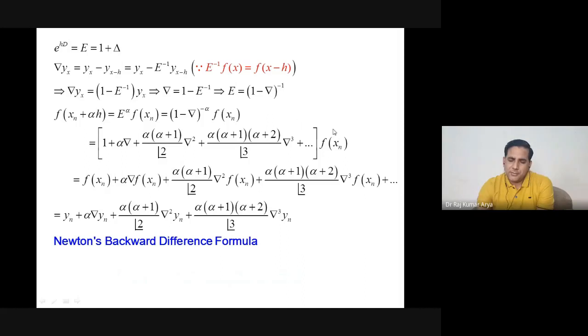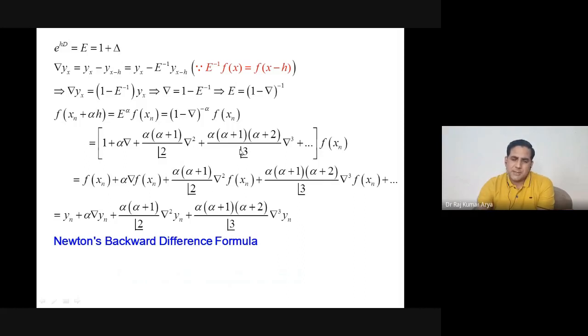And finally, if you multiply by f x n inside, you are calculating your function value at an unknown point from your last point. So f x n is your last point actually. Previously, you were calculating from f x naught, so you were going to the forward side. Now you are going from the last point to the backward side. So this is the backward difference formula here.